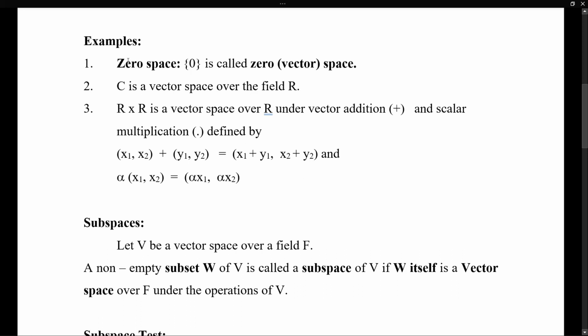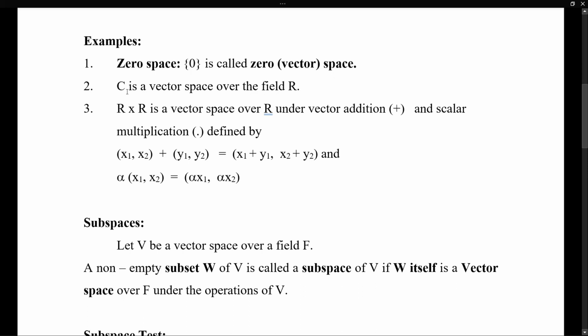Keep it in mind, an empty set cannot be a vector space. So the zero space means at least one element 0. The 0 is called a zero vector, but it has only one element 0 under vector addition and scalar multiplication, then it forms a vector space, that is called the zero space or zero vector space.